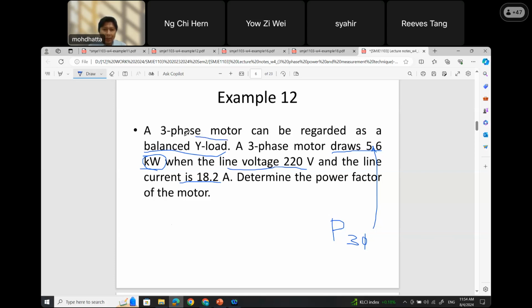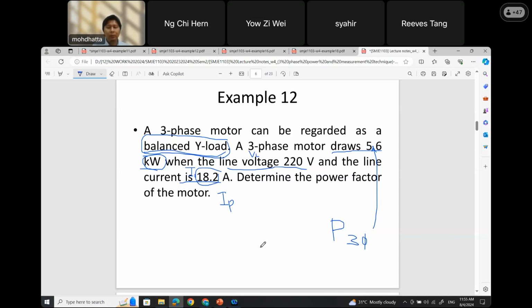It says that the three-phase motor is a balanced Y load over here, or balanced star connected load. And here we have V line, and here we have line current, which is I line. And there is other information that you also need to be aware of: this I line also can be regarded as our phase current as well. That's another thing.